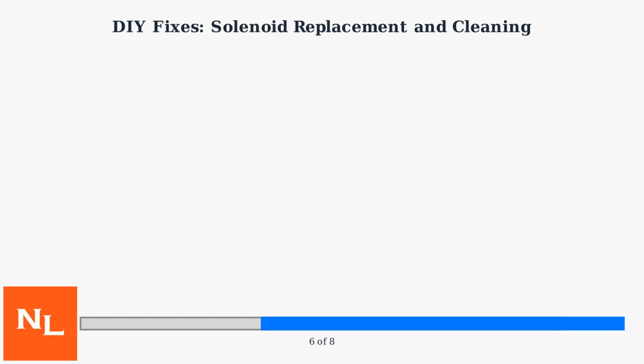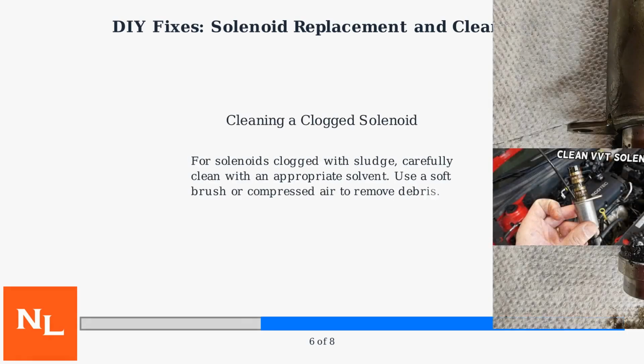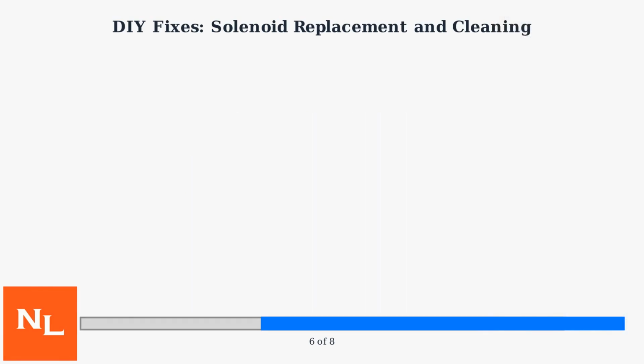Install the new solenoid carefully, ensuring proper alignment and following the manufacturer's torque specifications to avoid damage. If the solenoid is clogged with sludge, it may be cleaned instead of replaced. Use an appropriate solvent and a soft brush or compressed air to carefully remove the debris. However, cleaning may not always restore full function, so if you're unsure, it's better to replace the solenoid.